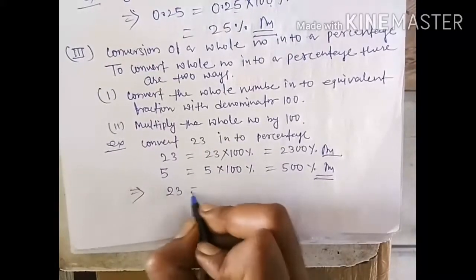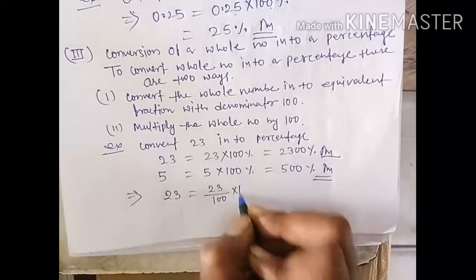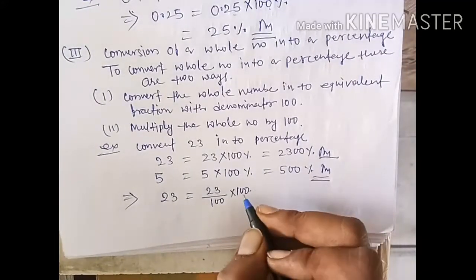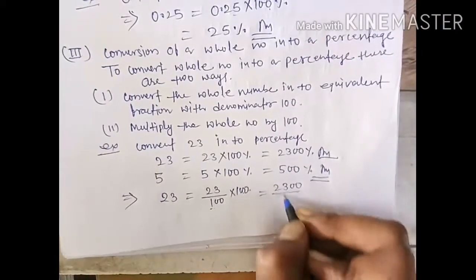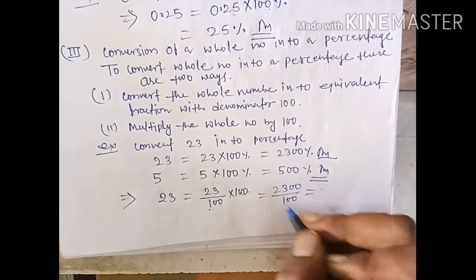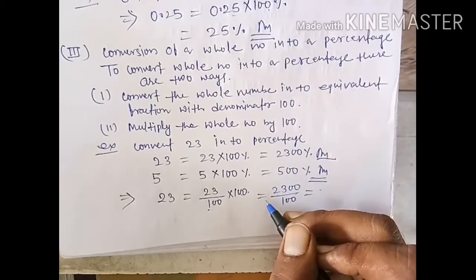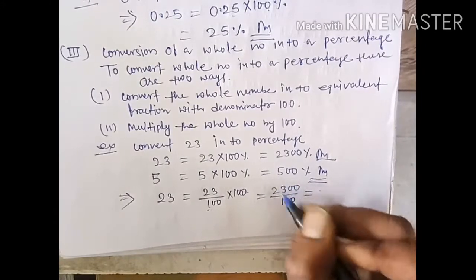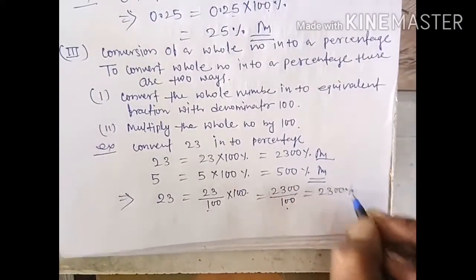For another way, we can write 23 is equal to 23 by 100 into 100. We simply multiply and divide by 100. It means 2300 by 100. Here we convert the whole number 23 into fraction with denominator 100, and here the numerator is in the form of percentage, so we can write 2300%.